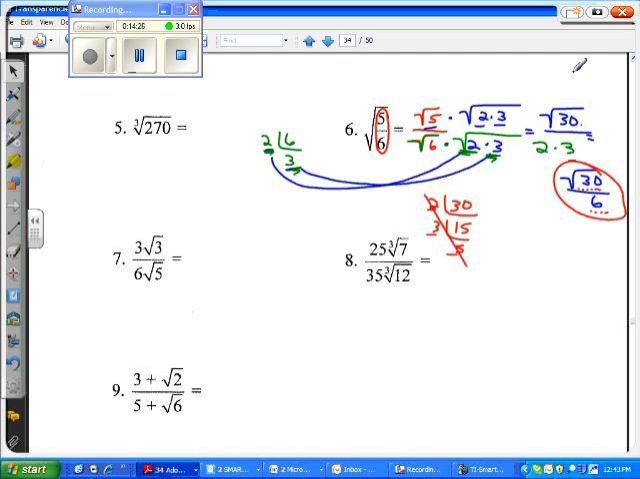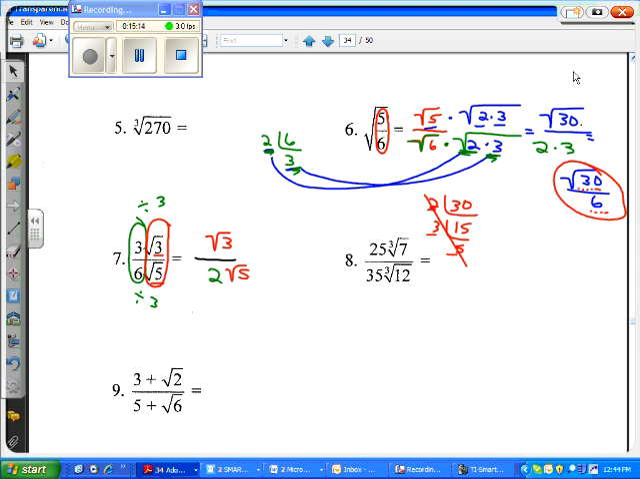Question number 7. We begin by saying, will anything reduce? And when we think that, we think, well, we're going to reduce the number with the number and the radical with the radical, square root with square root. 3 and 6 have a greatest common factor of 3, and so we're going to get a 1 and a 2. Square root 3 and square root 5 will not break down, so we're going to have a square root of 3 on top still and a square root of 5 on bottom, and that 1 is understood, and so we have square root of 3 over 2 square root of 5.